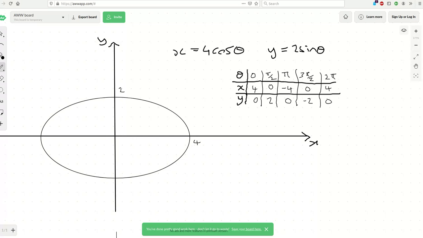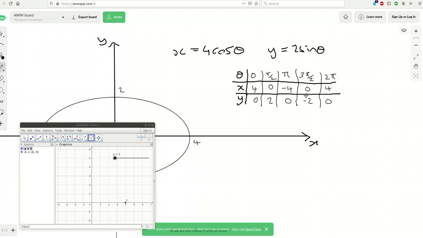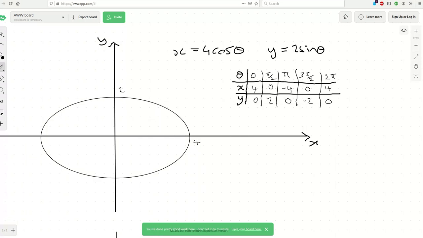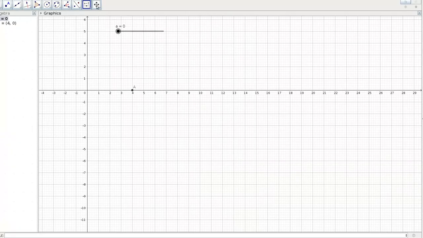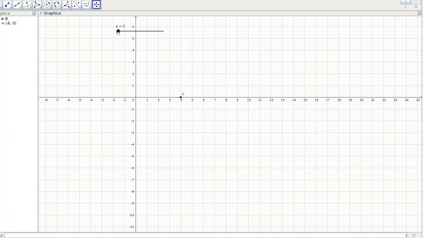Now, to show you what that actually looks like, if I can just bring up my GeoGebra. Okay, what does that create? That creates a curve that looks like this. The ellipse that we see. By the way, as I'm moving A there, I'm moving theta. So theta is 0, theta is pi over 2, it's about 1.5. Theta is pi, that's 3.1415. Theta is 3 pi over 2, and theta is 2 pi. Okay, all well and good.